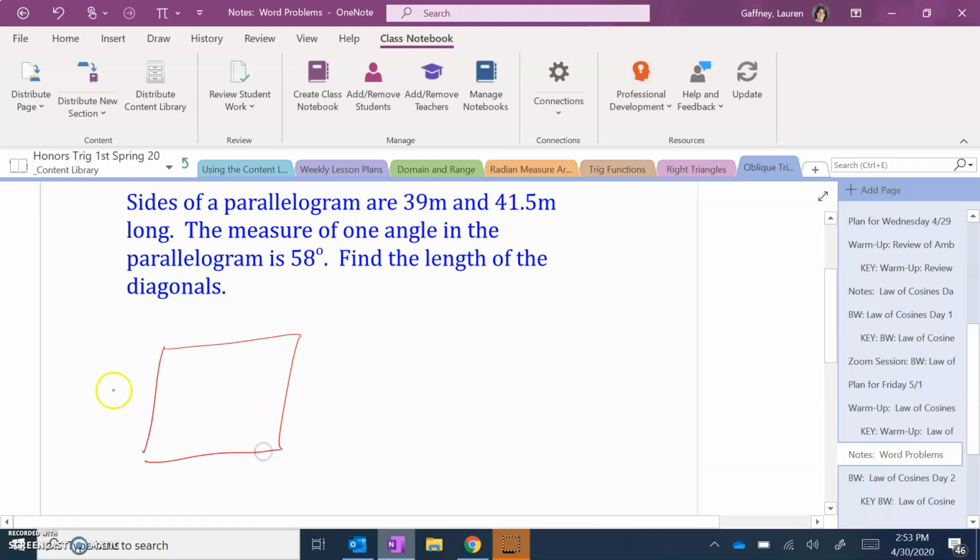Okay, so I'm going to make this one 39, this one 41.5. Just based off of the look of how I made this, let's make this one 58. That one's more cute than that guy. Now, find the length of the diagonals.